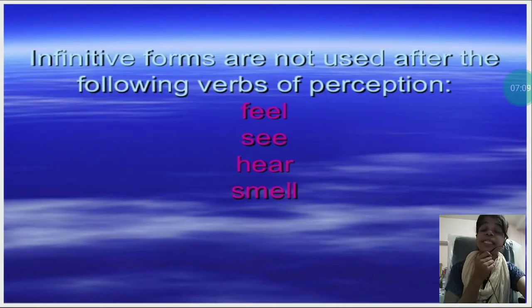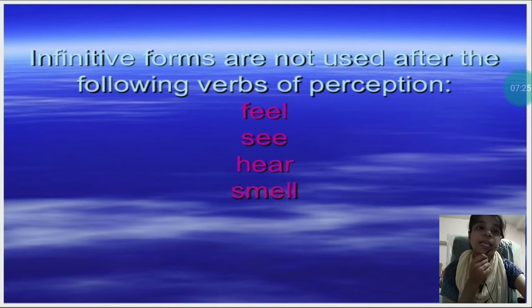Now, there are some verbs that don't take infinitives, like they are not written in infinitive form. Infinitive form means to plus verb. So, you will not write to feel, to see, to hear, to smell. These are few verbs because they are verbs of perception, and verbs of perception don't take any kind of infinitive form. So you will not use these verbs with to.